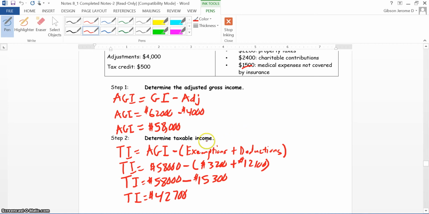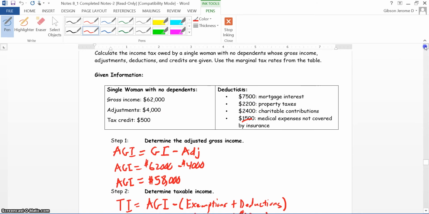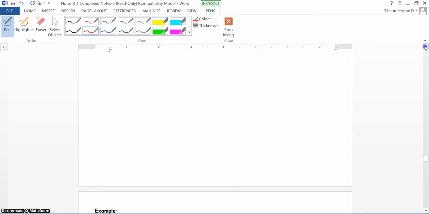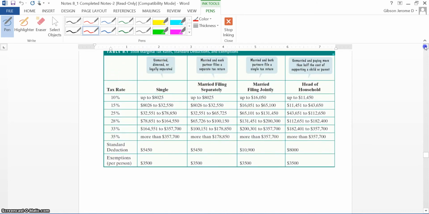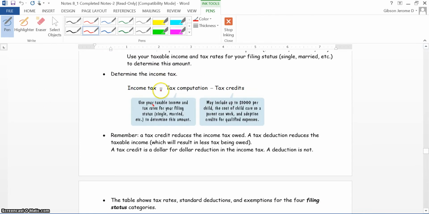Okay, class, picking up where we left off, we determined the taxable income. Our taxable income, or TI, was $42,700. Now we're about to determine the income tax. So let's scroll back up here, and this is how we would determine the income tax.